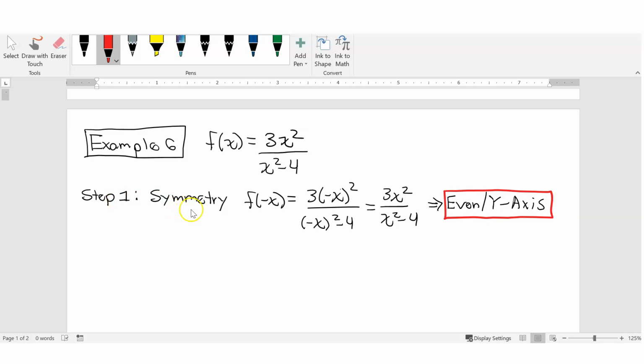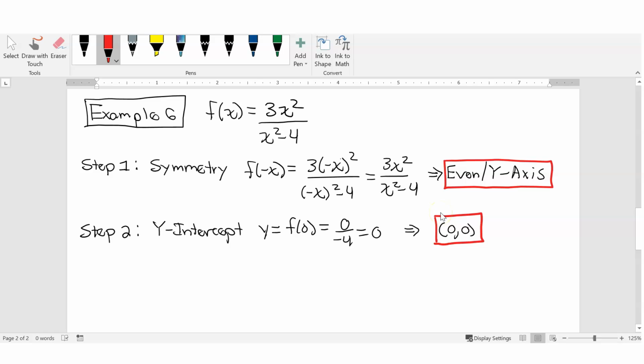So again, step 1, let's look at the symmetry. We'll substitute minus x for x into our function. Because of these even exponents, notice when we evaluate 3x squared over x squared minus 4, that's the same as the original function. So now we know we have even or y-axis symmetry. Even symmetry is always helpful in any graphing problem. You know at the end that you should have a mirror reflection around the y-axis. So that will be helpful in this problem.